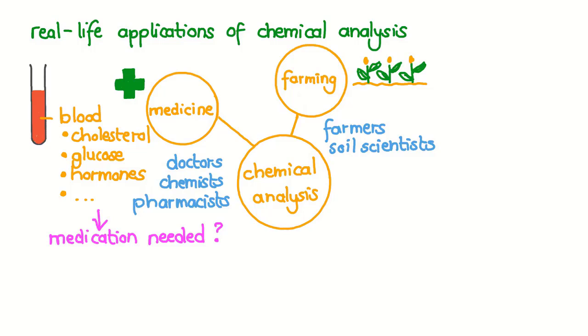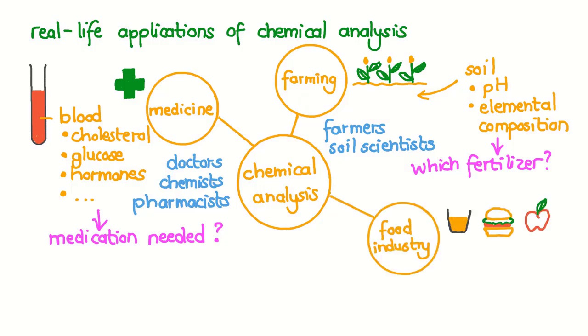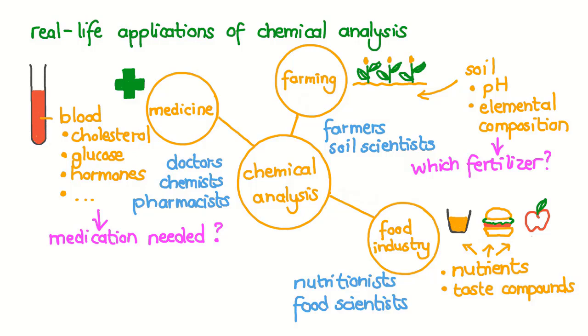a patient. In farming, farmers and soil scientists might analyze a sample of soil in terms of pH or elemental composition, and this analysis helps farmers determine whether a particular crop is suited to growing in a particular soil and which fertilizer is best. In the food industry, nutritionists and food scientists study the nutrient proportions in different foods, as well as the compounds that give foods taste, for the purpose of suggesting suitable healthy diets to patients and to optimize a food item in terms of nutrient content or taste or shelf life.